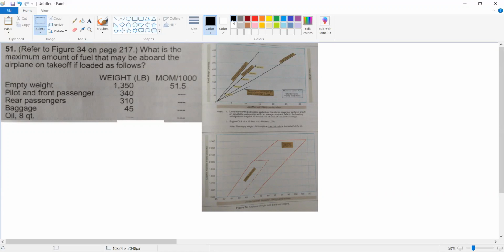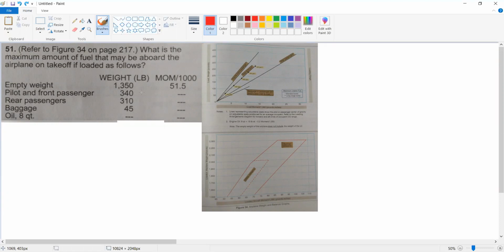So let's read the discussion, and we'll work along with the discussion. To find the maximum amount of fuel this airplane can carry, the empty weight is 1350. We have that here. The empty weight is 1350. We see that. The pilot and front passenger is 340. Okay, that's given. Rear passenger 310, yes. And baggage 45, great.